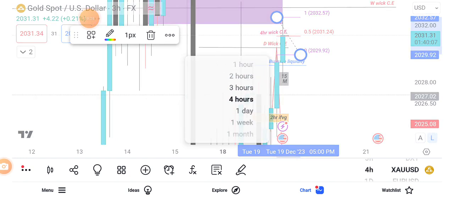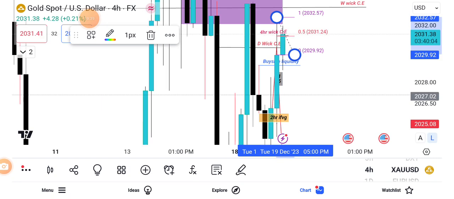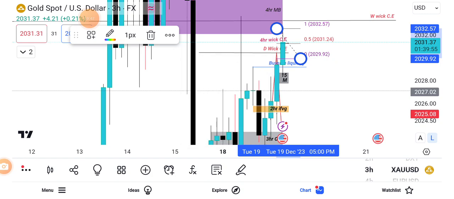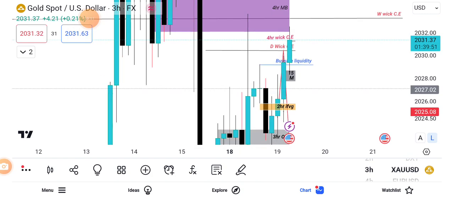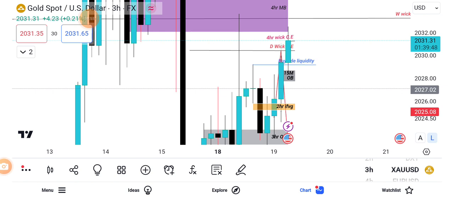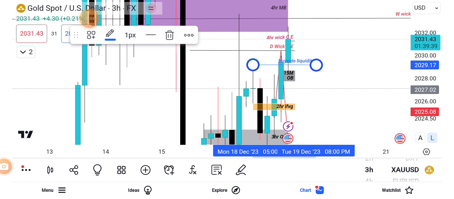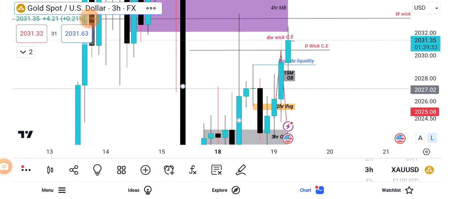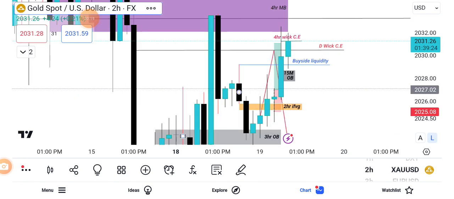Back to the 4-hour, the same, you can see it. Currently the market is playing above the constant encroachment, but patience is key. And I'll delete that now. I want to see price respect this daily wick constant encroachment by closing below it. This candle played out well, and it's a matter of patience.